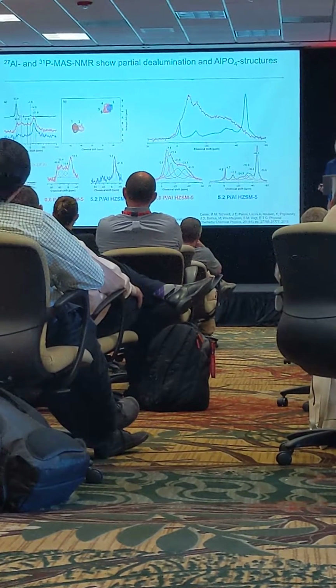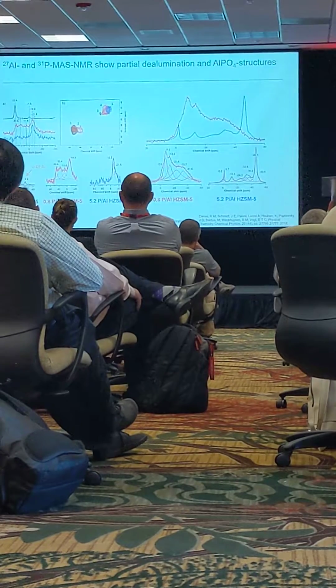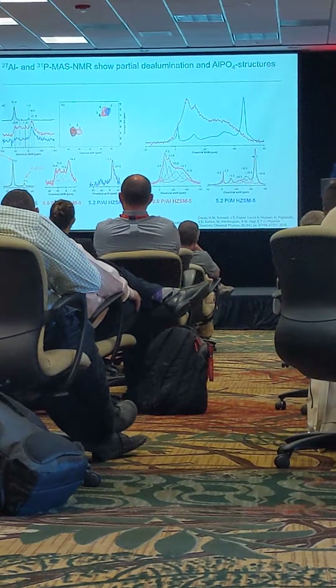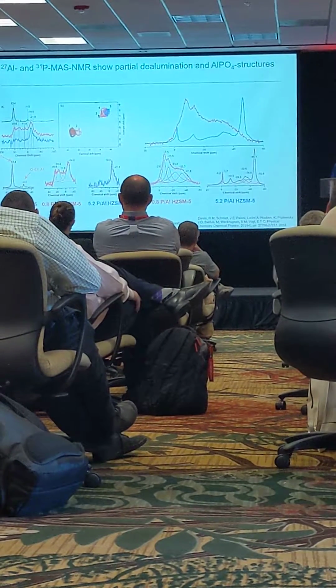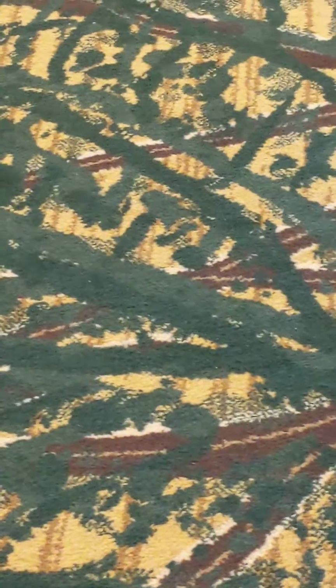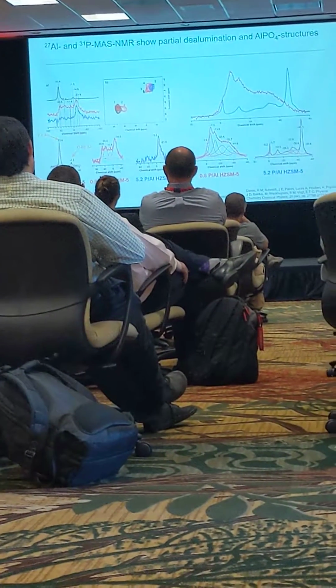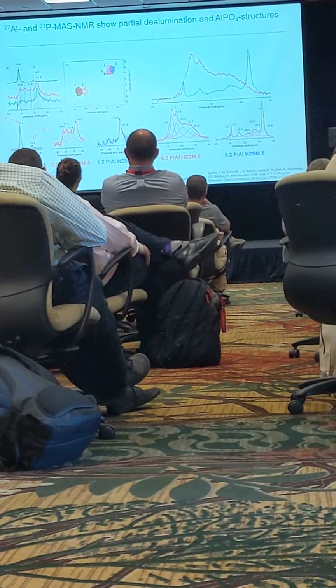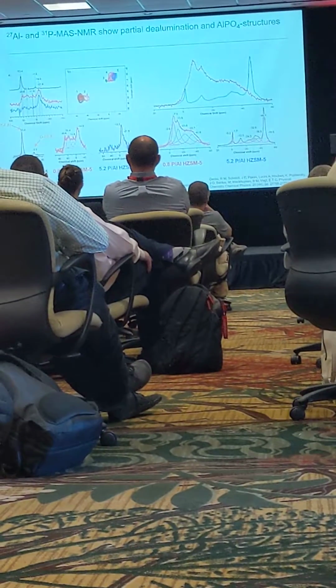The first thing I want to start with is the parent ZSM-5 sample that's in the lower left-hand corner. No phosphation. And here we see expected signatures. We have tetrahedral framework aluminum with that big peak at 53.4 parts per million. And then we also see some octahedrally coordinated aluminum in the extra-framework position.